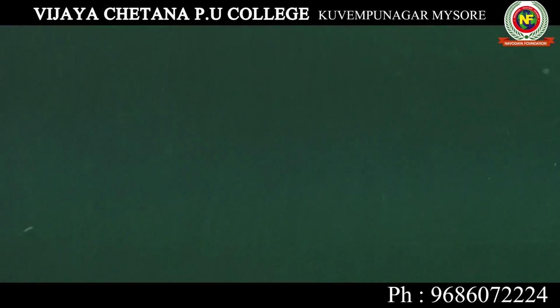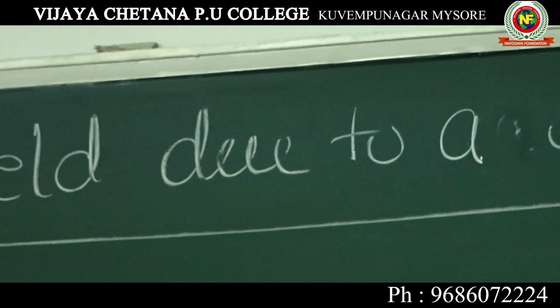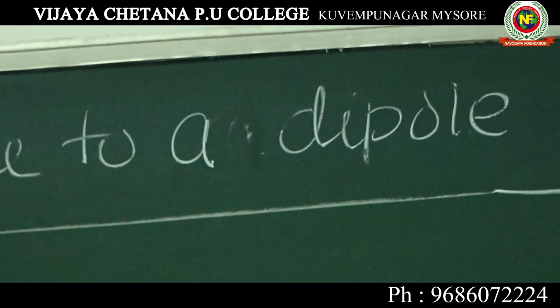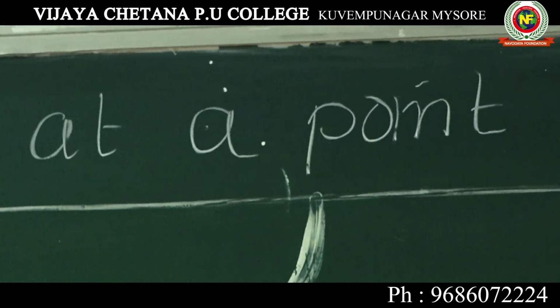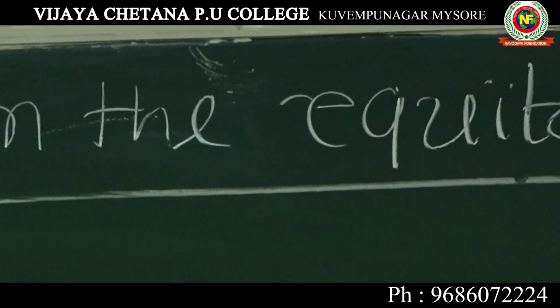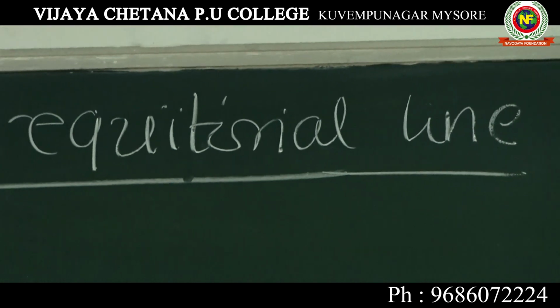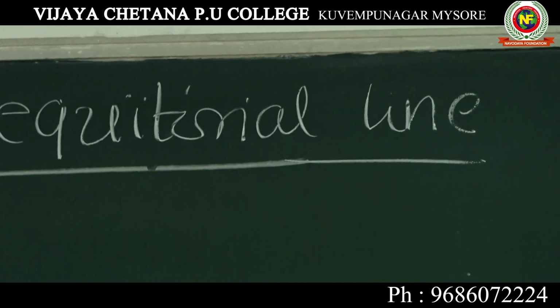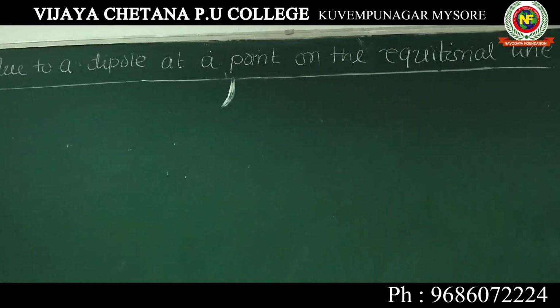The equatorial line we will consider. First, let us understand what is the equatorial line. Let me write it here. I am considering a dipole somewhat like this. This is charge q. This is another charge minus q. They have been separated by a distance 2a. Now, the equatorial line is the perpendicular bisector for the line joining the two charges of the dipole. Just remember, it is the perpendicular bisector for the line joining two charges.